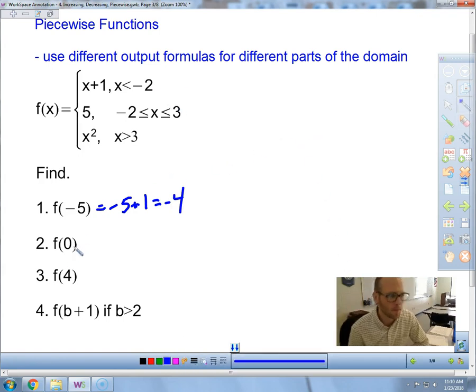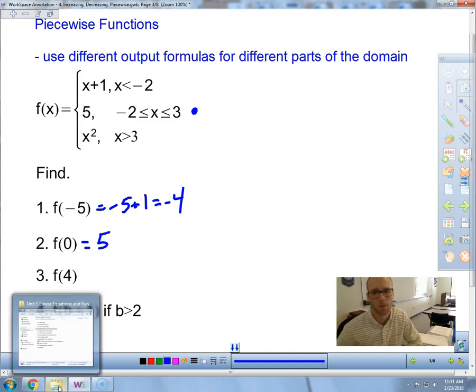All right, how about f of 0? In which one of these pieces does x equal 0? Well, 0 is between negative 2 and 3. So f of 0 equals, between negative 2 and 3, it's 5. No matter the x value, it's that constant function. F of 0 equals 5.